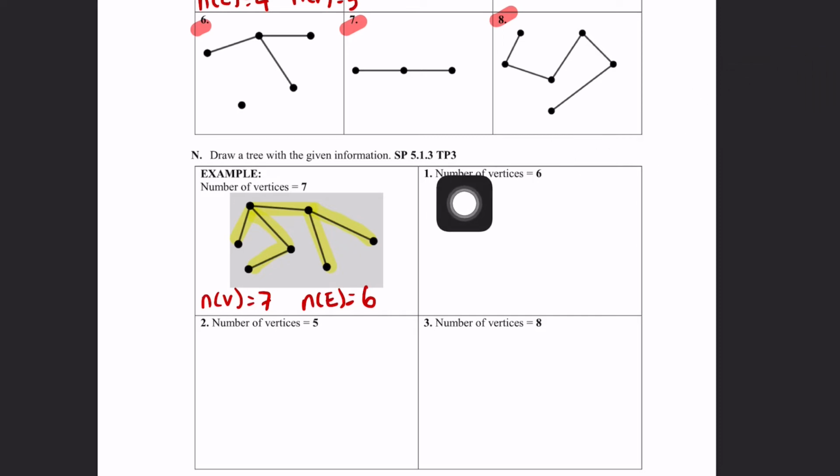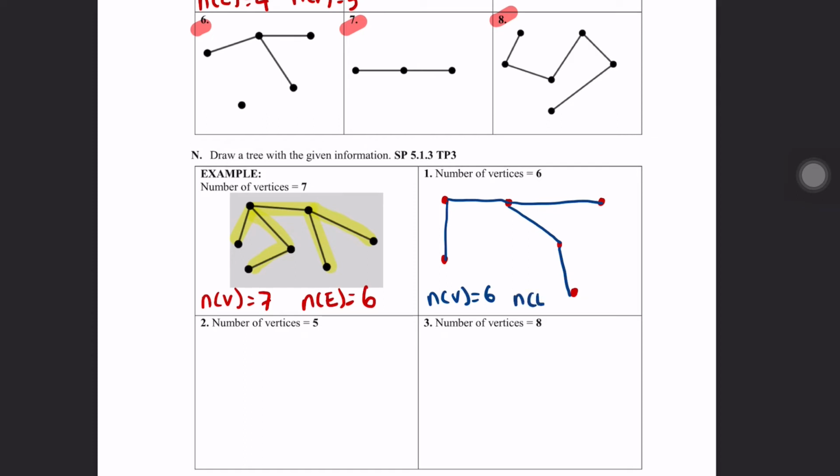Okay, so let's try number 1. Okay, number of vertices kita ada 6. Okay, so cuba lukis. Okay, contoh 1, 2, 3, 4, 5, 6. Okay, contoh 6. Okay, kita sambungkan. 1, 2, 3, 4, 5. Betul lah kan? Dia mesti kurang 1. So number of vertices is equals to 6. So number of edges is equals to 5.